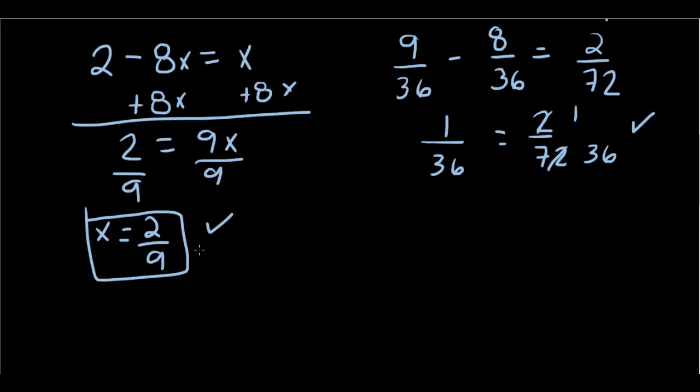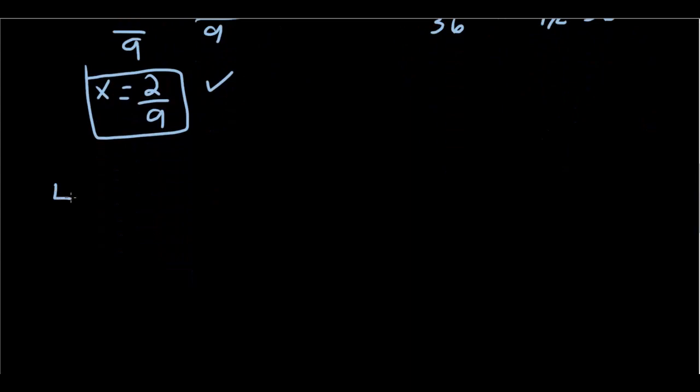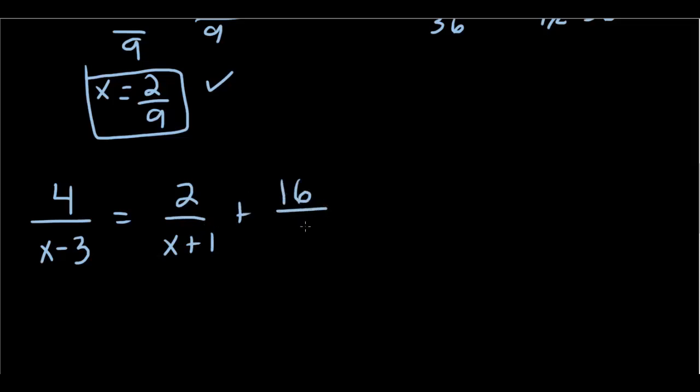Let's try another one. We're going to try now 4 over x minus 3 equals 2 over x plus 1 plus 16 over x squared minus 2x minus 3.